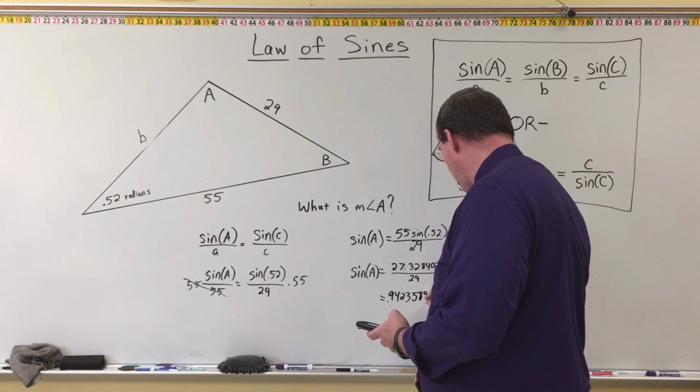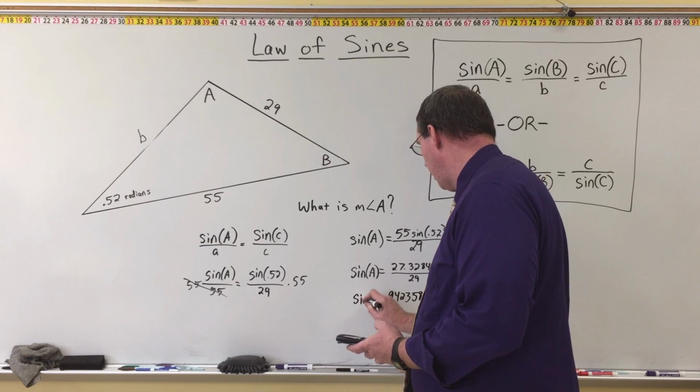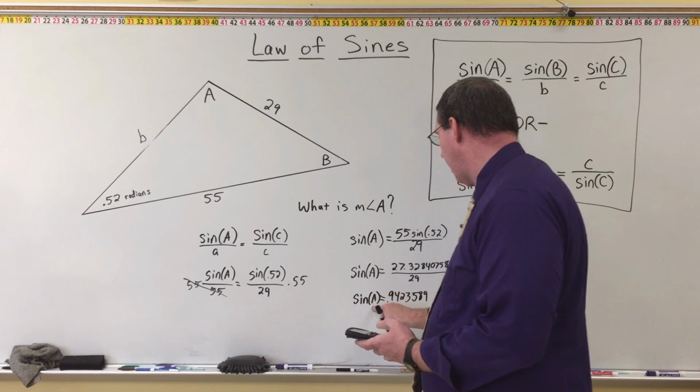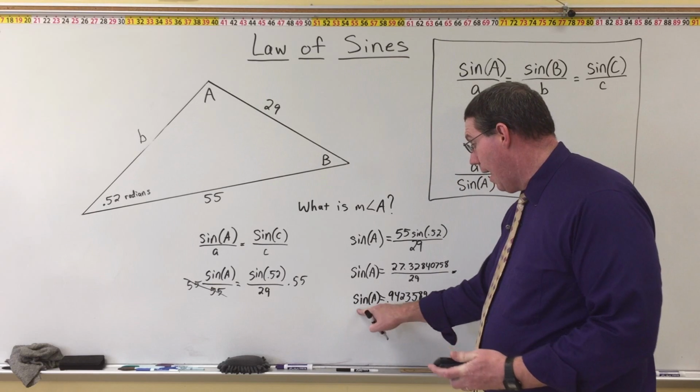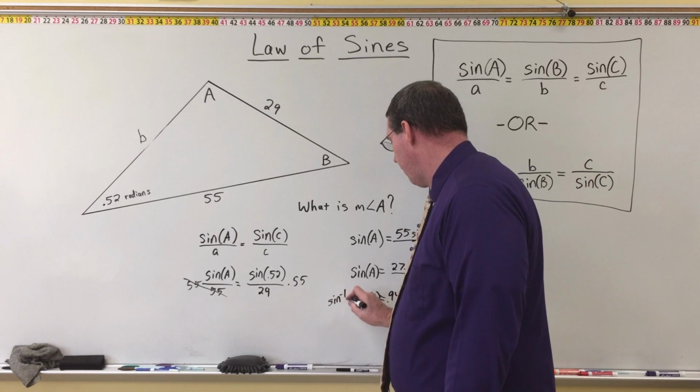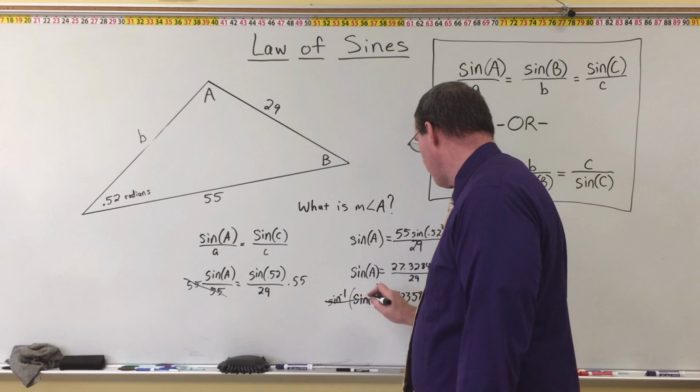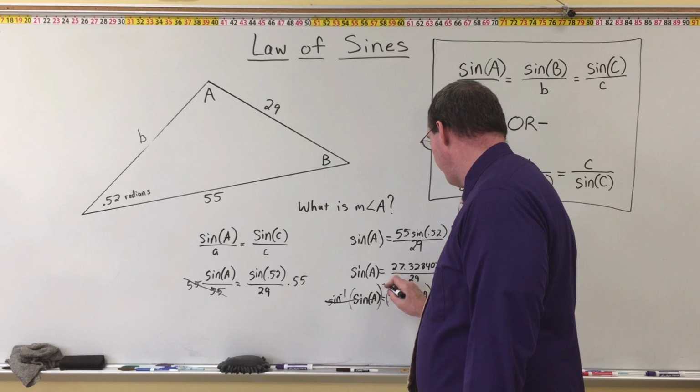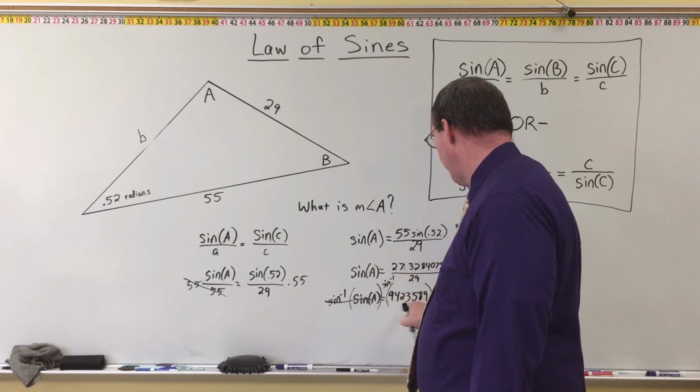5, 8, 9, and sine of A. All right, well, how do I cancel the sine? I need to solve for A, angle A. How do I cancel the sine? With sine inverse. Sine inverse of this cancels sine. I also have to do sine inverse of this side.